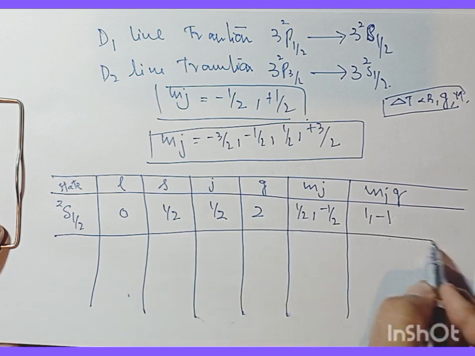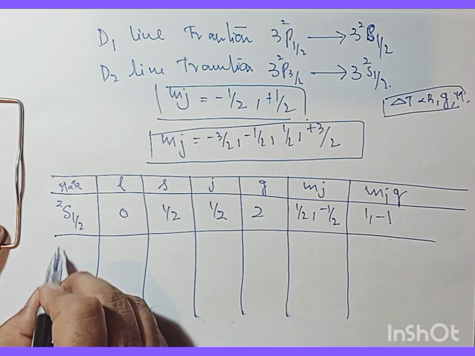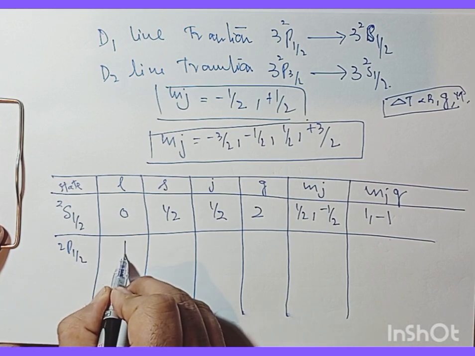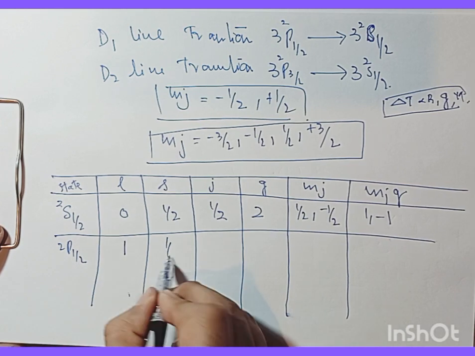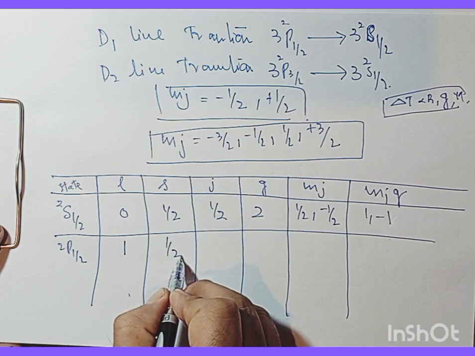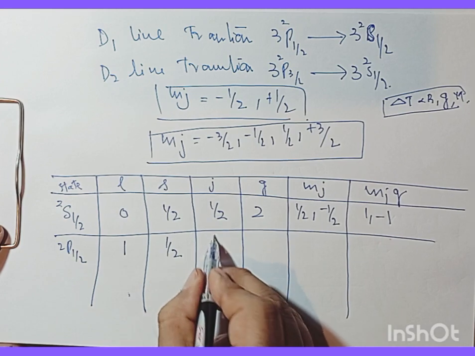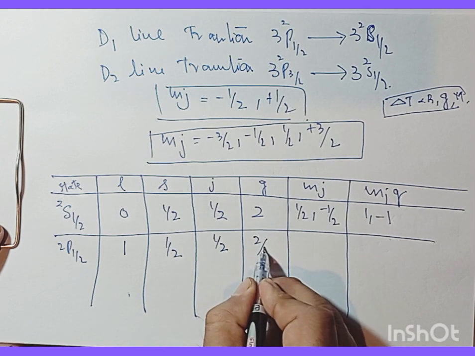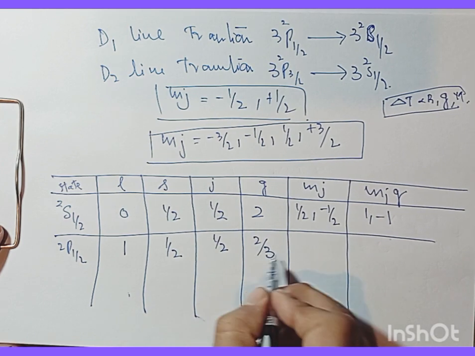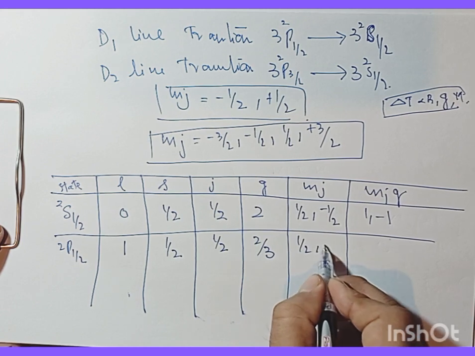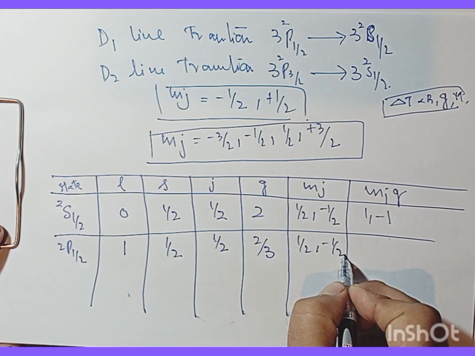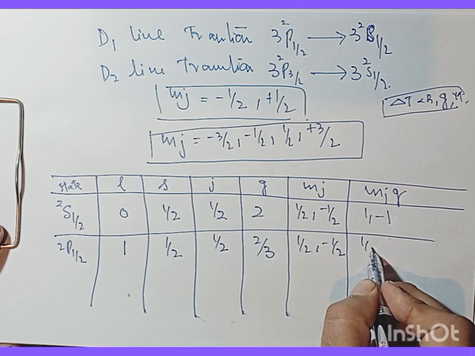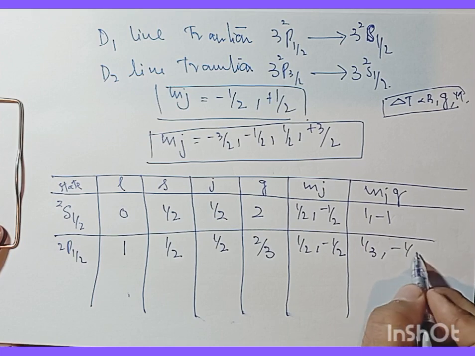Right. Now the next state is our 2p 1 by 2 state. For this, L is 1, S is 1 by 2, J is 1 by 2, and g is 2 by 3. Its mj is 1 by 2 and minus 1 by 2, and its mj times g will automatically be 1 by 3, minus 1 by 3.